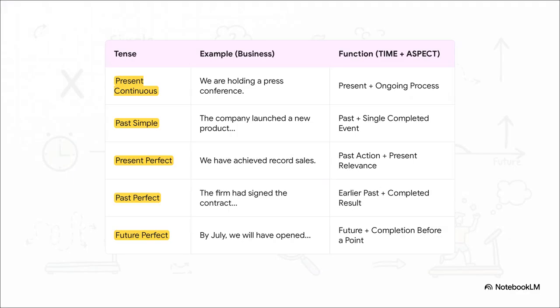This table really lays it all out, doesn't it? Take a look at present continuous. We are holding a press conference. The time is present, the aspect is an ongoing process. Simple. Or the past perfect. The firm had signed the contract before the crisis. The time is in the past, and the aspect shows it's a completed action that happened before another past event. See? Every single tense is just a logical mix of our two building blocks.